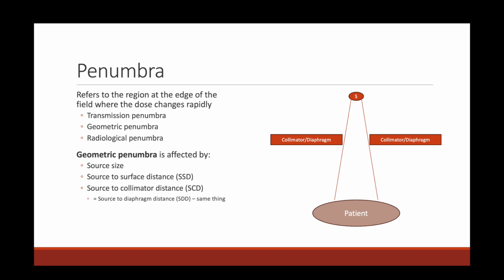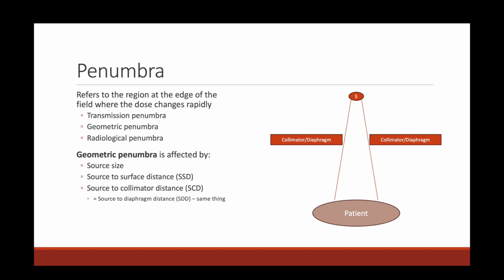Penumbra, which we talked about briefly earlier, is also very important, but I think this is a concept that comes up more on physics boards than anything. As we said earlier, penumbra is a region at the edge of the field where the dose changes rapidly. And it changes rapidly for a few reasons: the transmission penumbra, the geometric penumbra, and the radiological penumbra. Well, great. What the heck are those? Let's go through each of these one by one and understand the different factors that influence our penumbra, or in other words, how quickly the dose falls off the edge of the field.